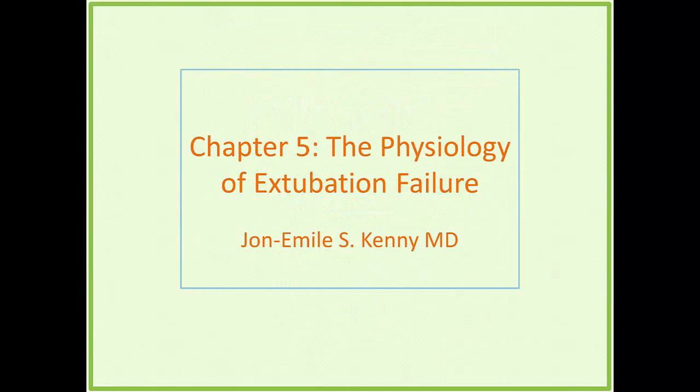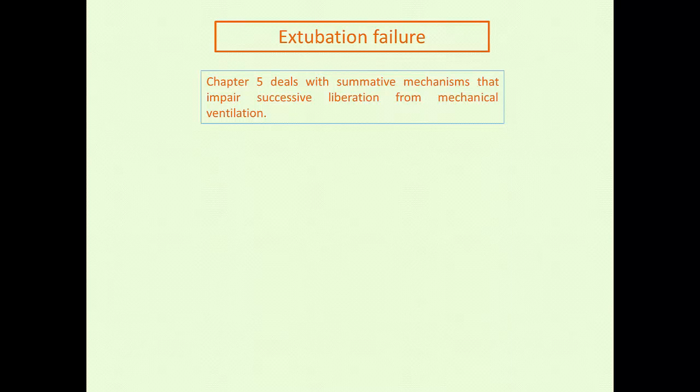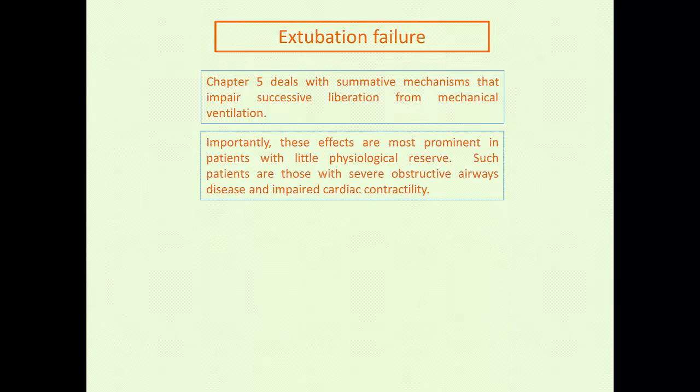So in Chapter 5, I talk about the physiology of extubation failure. We've all been in this situation where we're fairly sure a patient's going to fly. We pull the tube and then they just sort of seem to spiral out of control. And I want to talk about some of the mechanisms as to why that may occur, as we so-called liberate from mechanical ventilation.